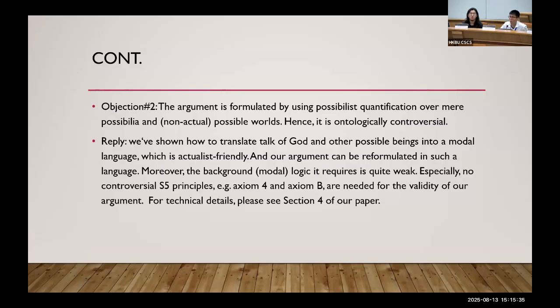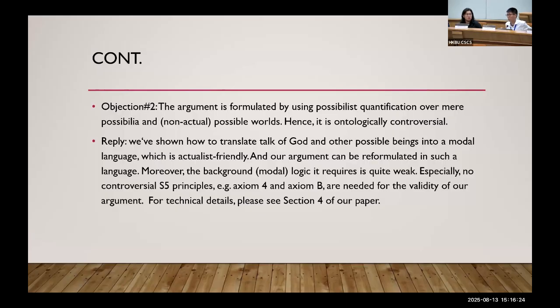The background logic for our reformulated argument for the incompatibility between diamond GPP and the equality thesis is quite weak, especially no controversial S5 principles like S4 or SB, which mean the necessity of necessity and the necessity of possibility. This kind of iterated modality, modal principles, are not needed for the validity of our reformulated argument. We don't have the space or the time to go through the details here, but if you are interested, you can scan the QR code and see section 4 of our full paper. We have shown how to do this in an actualist-friendly setting.